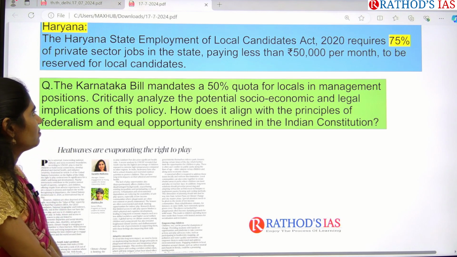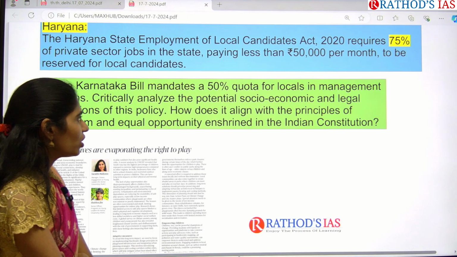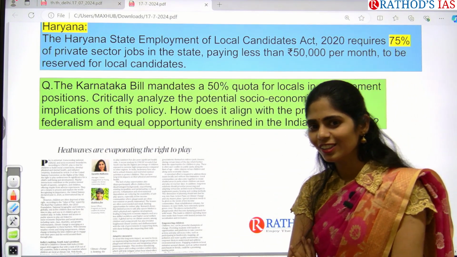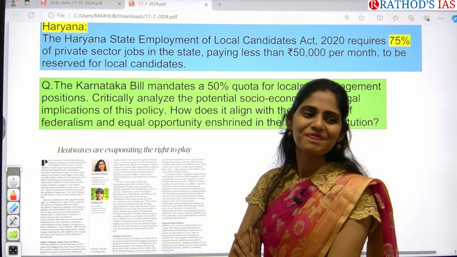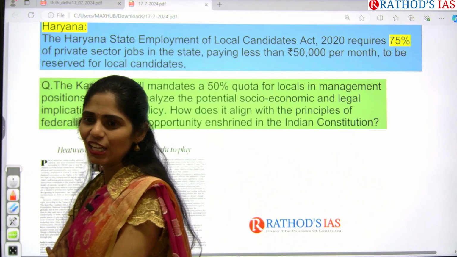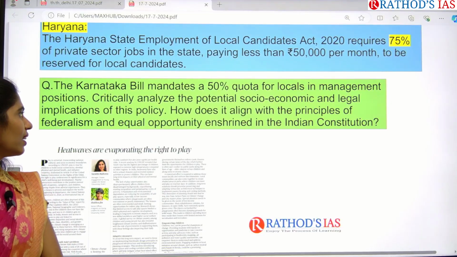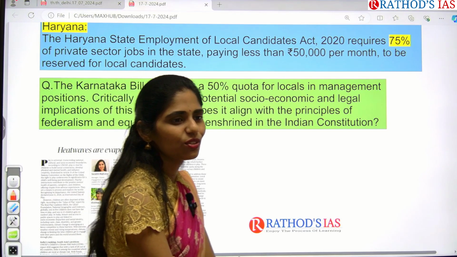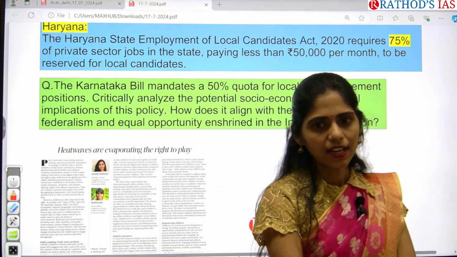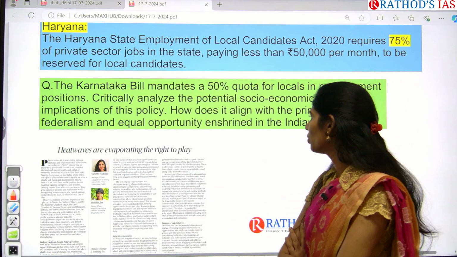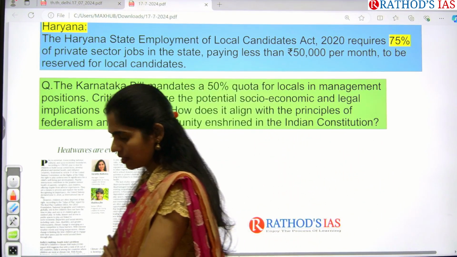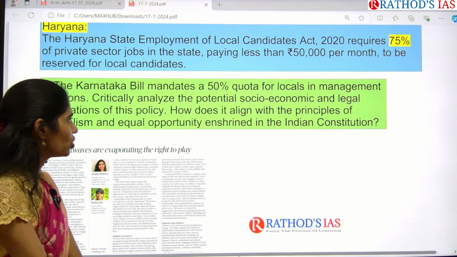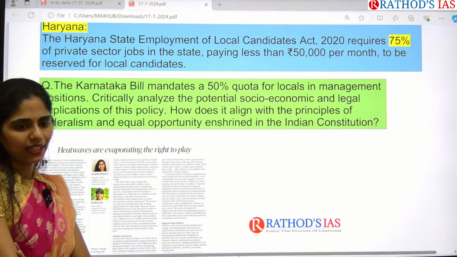Take down the question. What are the socio-economic and legal complications of the reservation policy for locals? Okay, only one question I gave. So what are the socio-economic and legal implications of this policy?